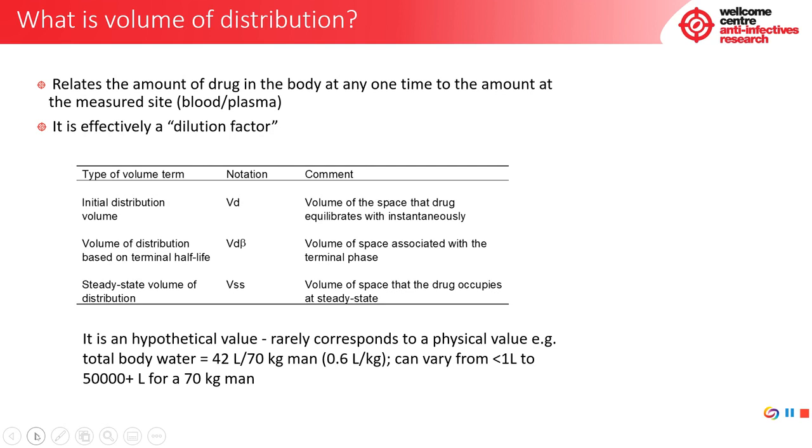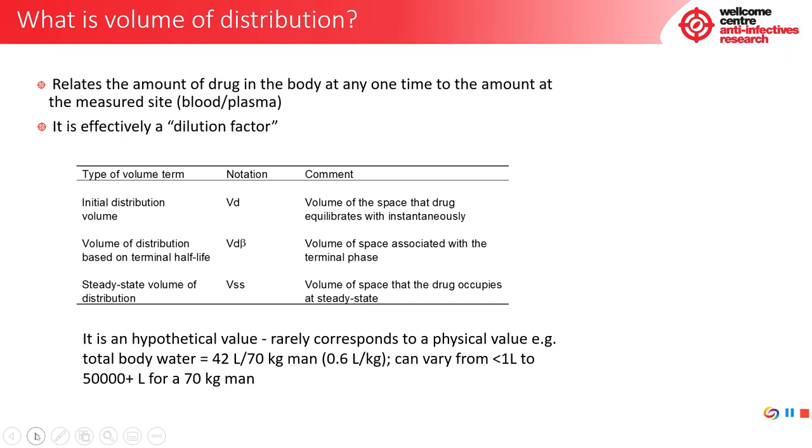There are, as said earlier, 3 types of volumes of distribution. There is initial volume of distribution, VD, which is the volume of the space that the drug equilibrates with instantaneously. There's a volume of distribution based on the cell compartment or the terminal half-life, VD beta, which is the volume of space associated with the terminal phase. And of course, steady-state volume of distribution, VDSS or VSS, which is the volume of space that the drug occupies at steady state.